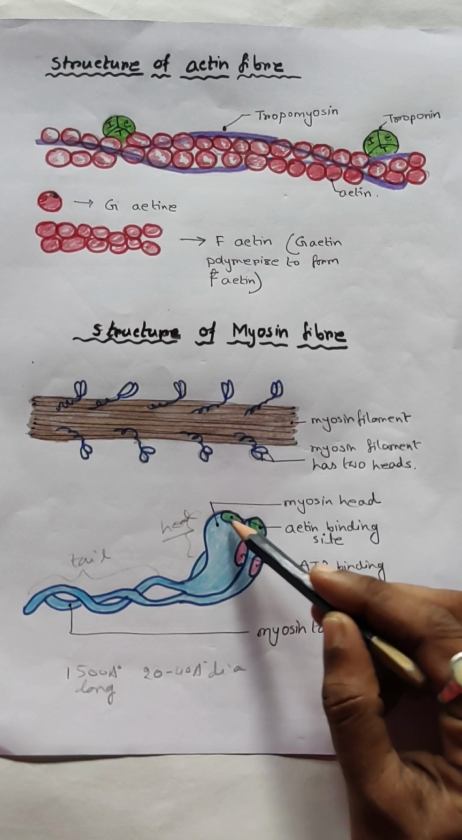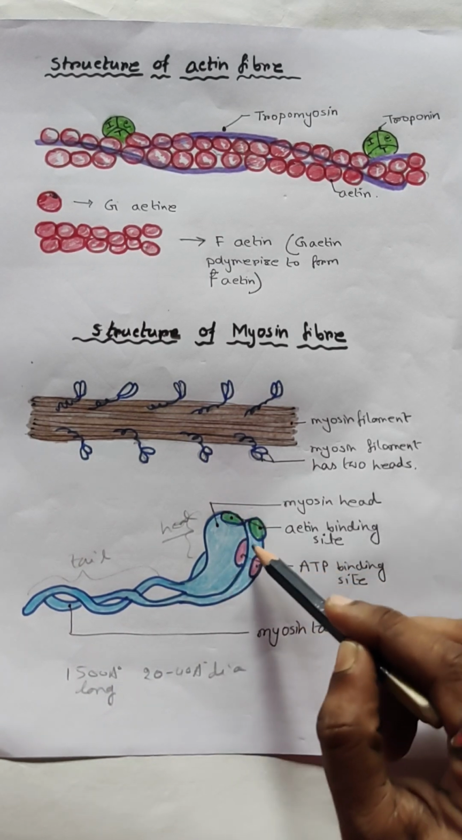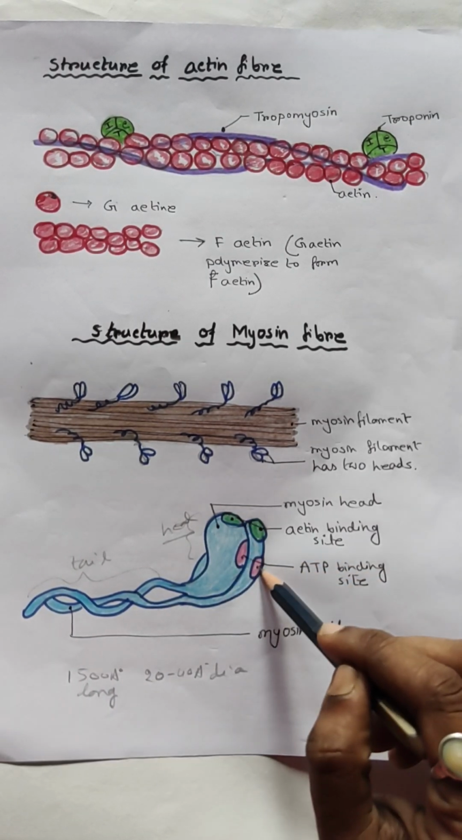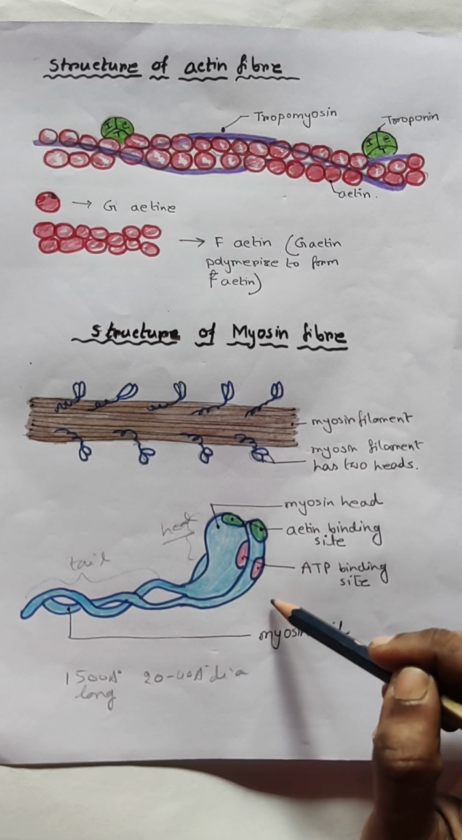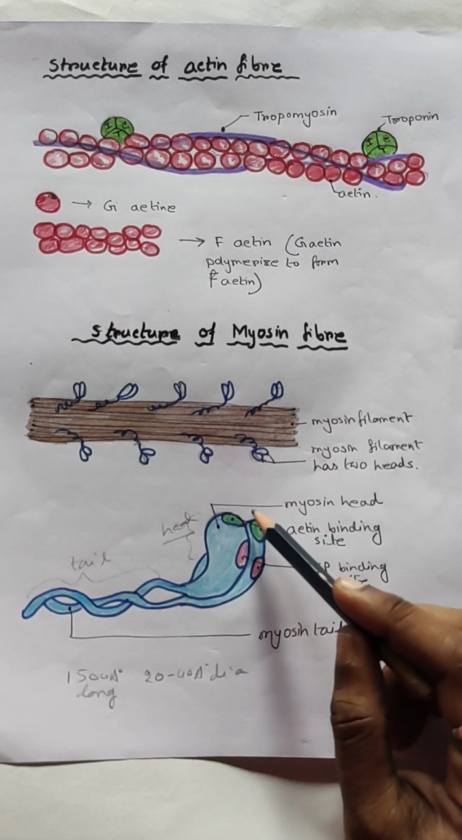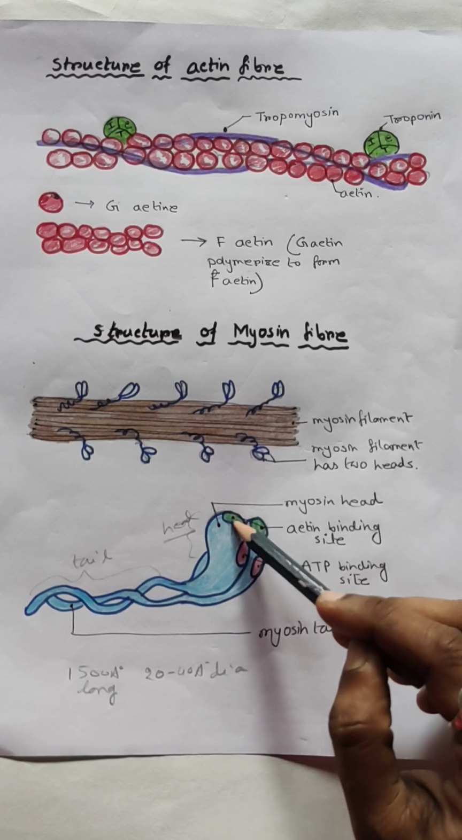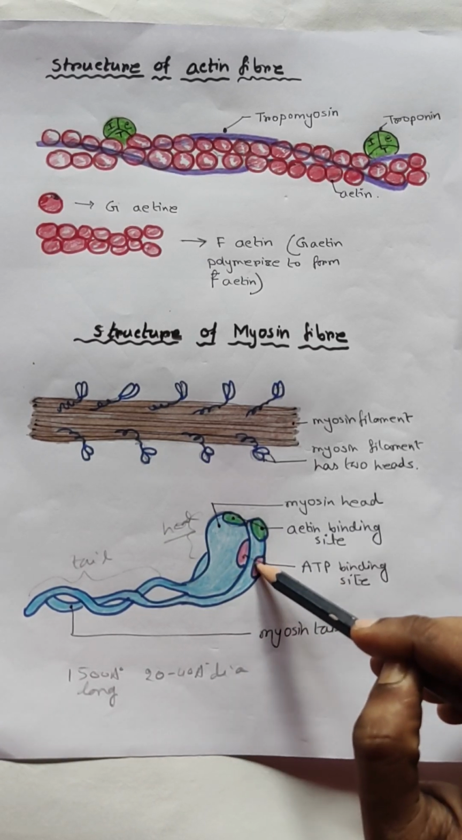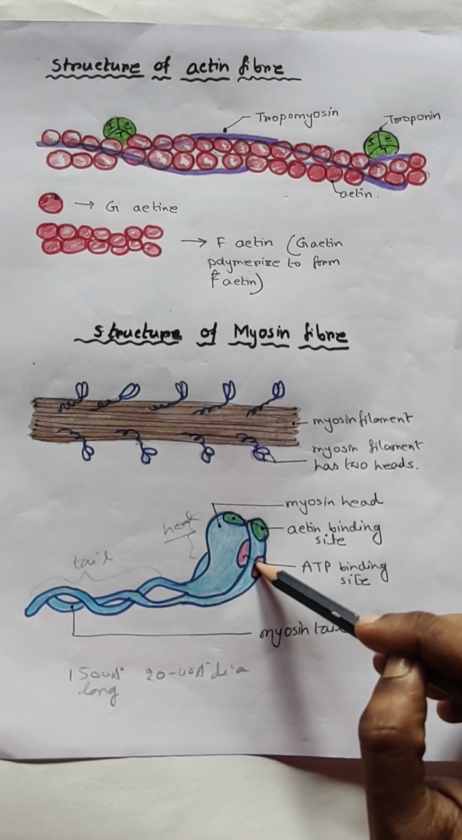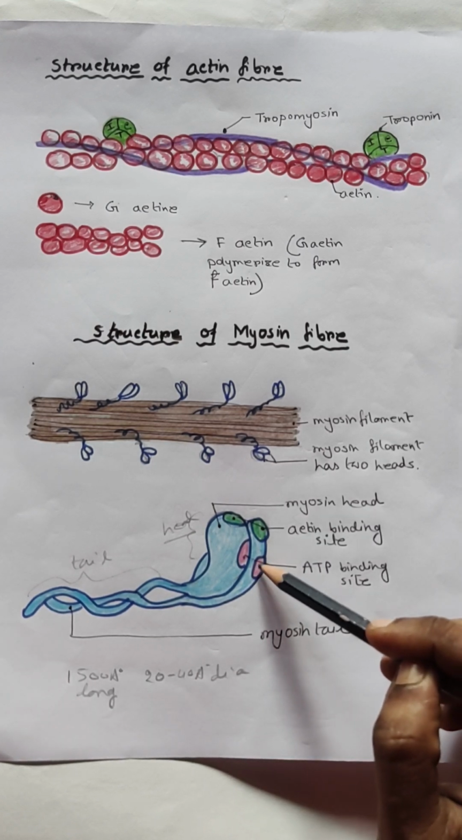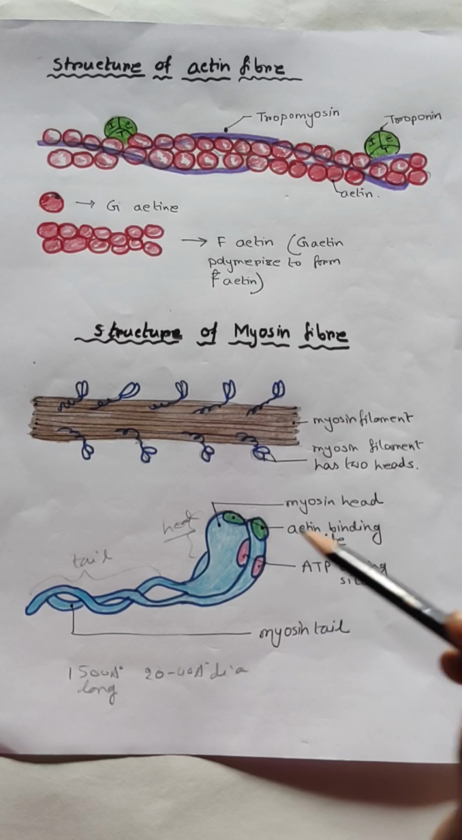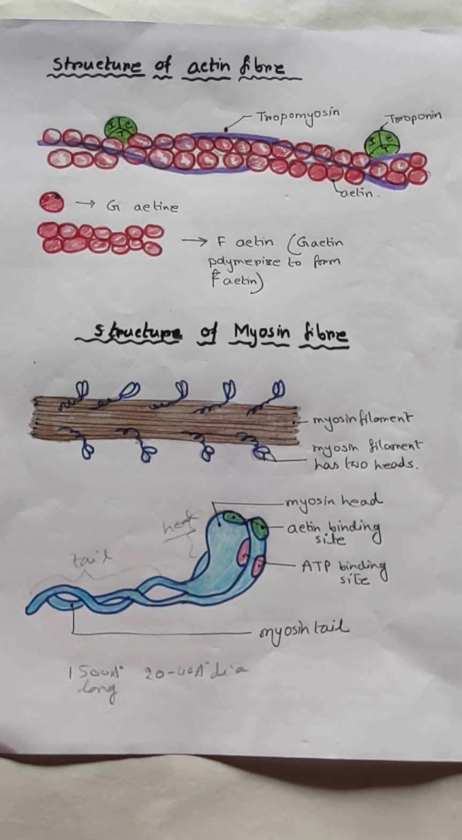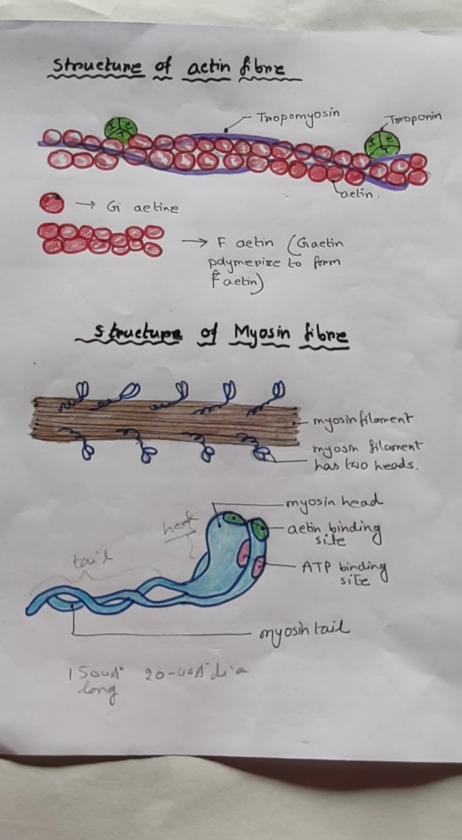There are two parts on the head. One part is the actin binding site and another part is the ATP binding site. During contraction, this head attaches with the actin filament by this site, and the ATP binding site is here. Here ATP binds with the myosin. Okay, so the myosin proteins are responsible for contraction and relaxation of the muscle. So these are all about the structures of the skeletal muscle and their fibers containing proteins.